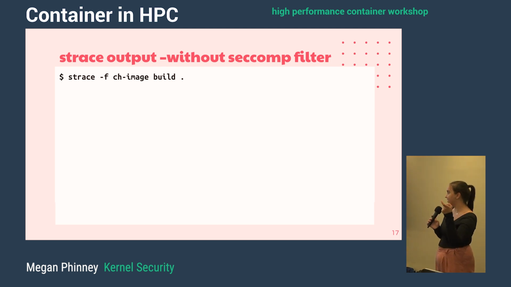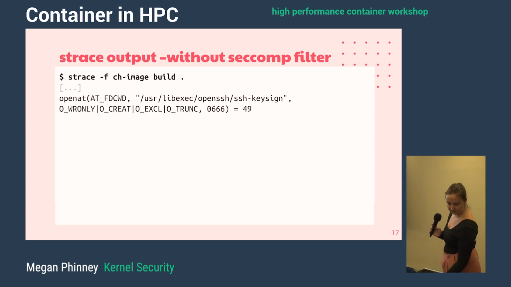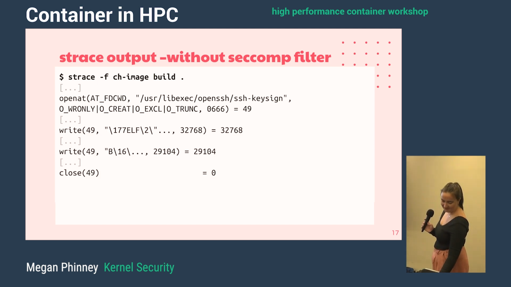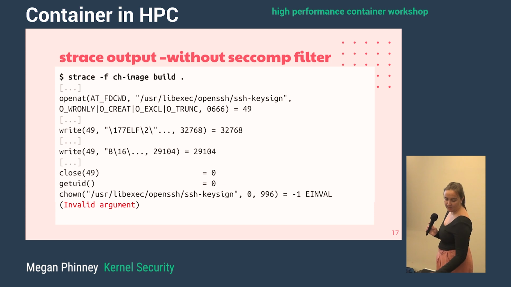We are building that image, but we're using strace to show a bit more of what's happening under the hood. First, we are opening the ssh key sign file, file descriptor 49. We are writing to it, still writing to it, close the file, get the UID, but now we've shown it errors and it does not work. It has an invalid argument.